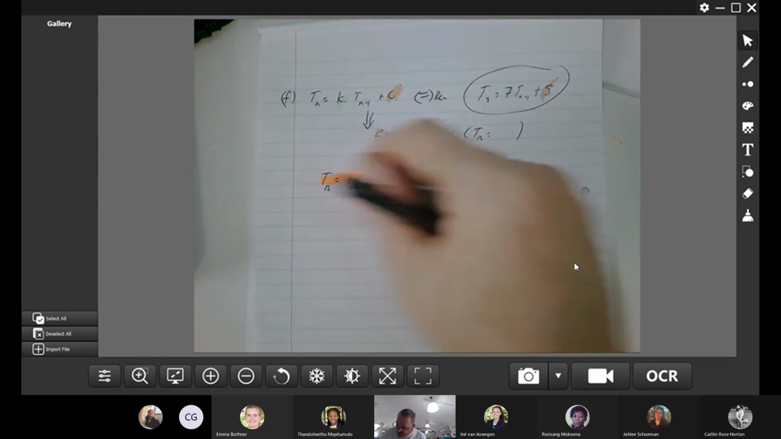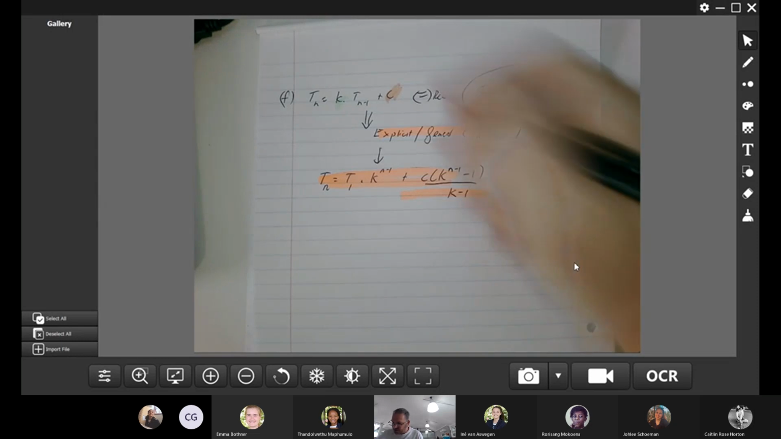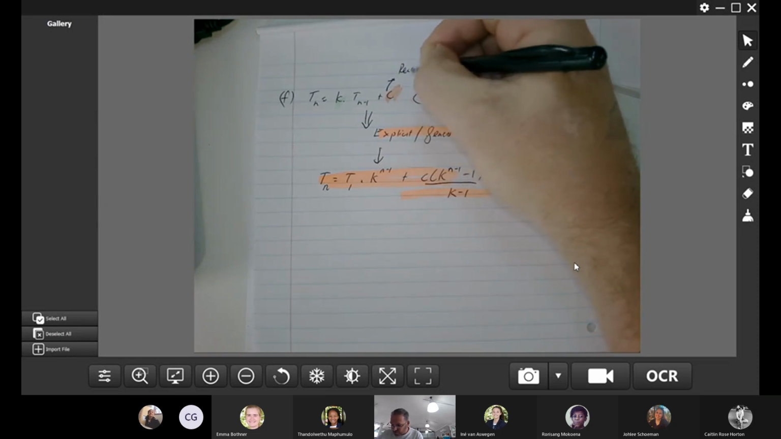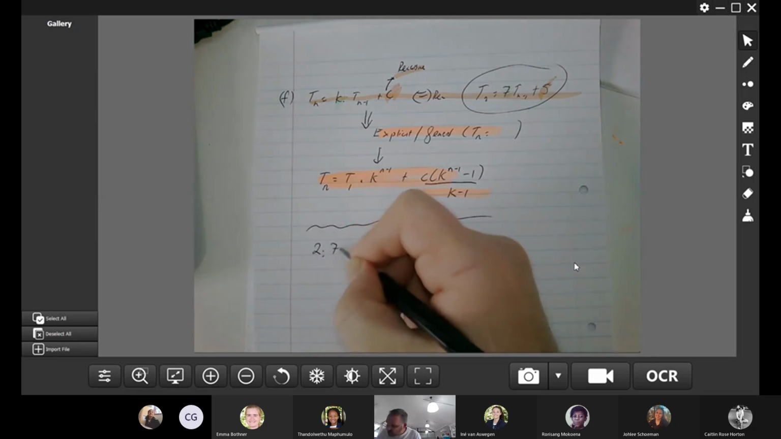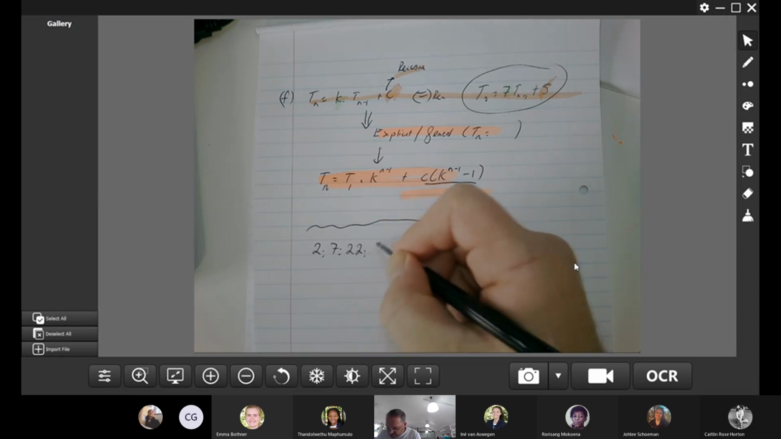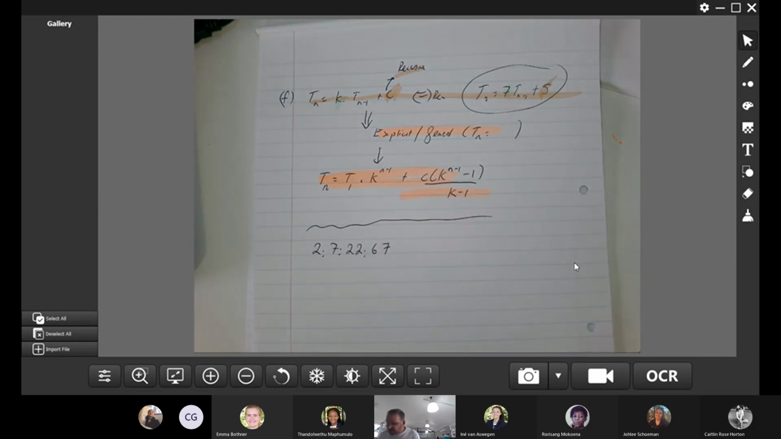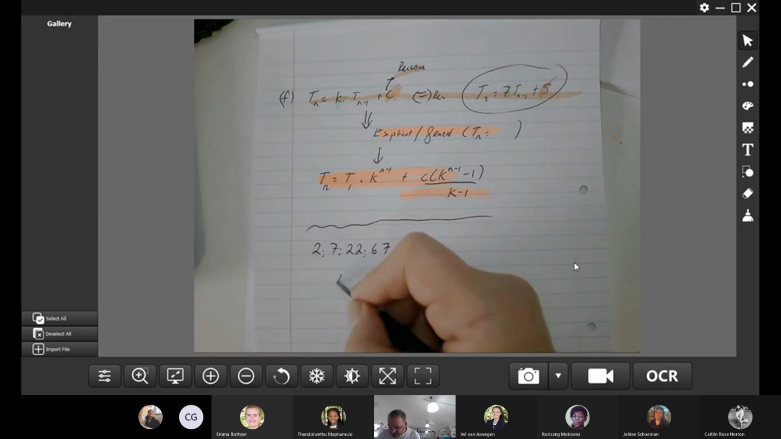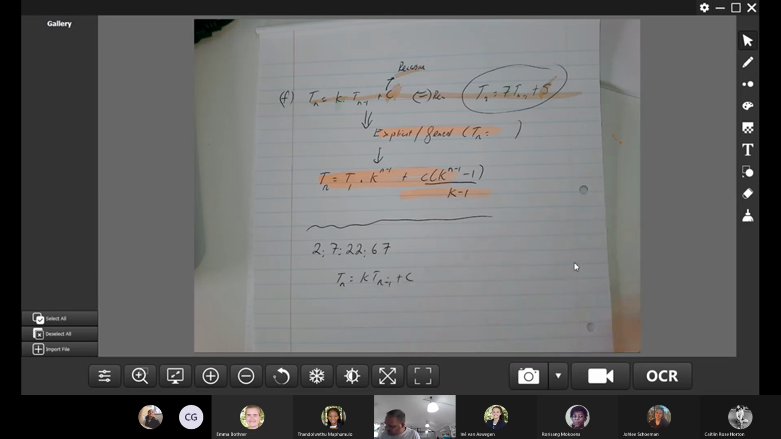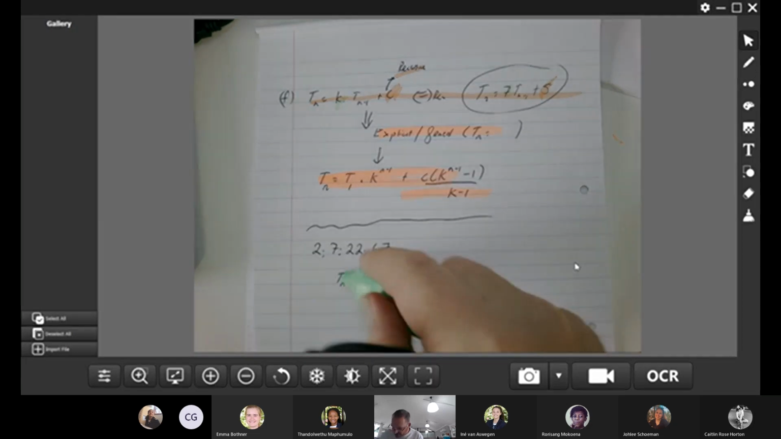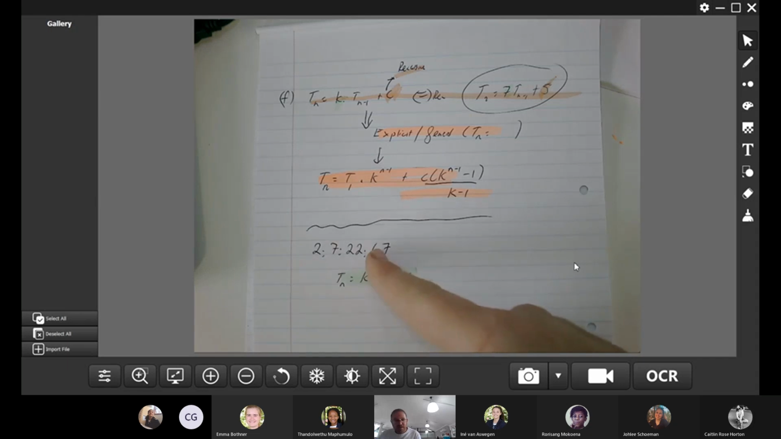This is the explicit formula. This over here is in recursive form. Now in this particular question, they give us a sequence: 2, 7, 22, 67. The first thing I've got to do is find the value of K and C. In other words, I've got to find the recursive formula. So you're saying to yourself, what am I timesing by and adding?